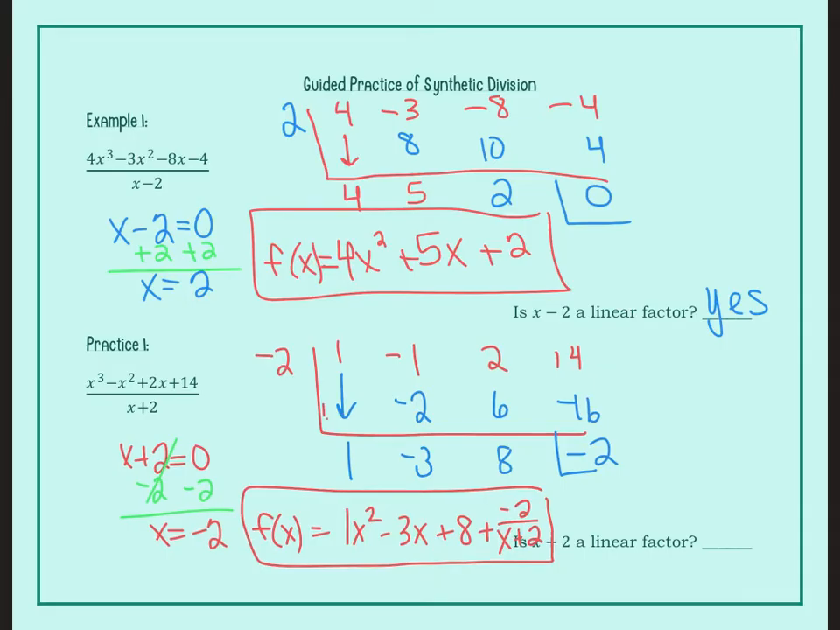We put our coefficients on the inside of the box, and we put a -2 on the outside. Always bring down the first number, multiply, add together, multiply, add together, multiply, add together, and this is always my remainder. So if it has a remainder, is it a linear factor? No, if it has a remainder, it is not a linear factor.